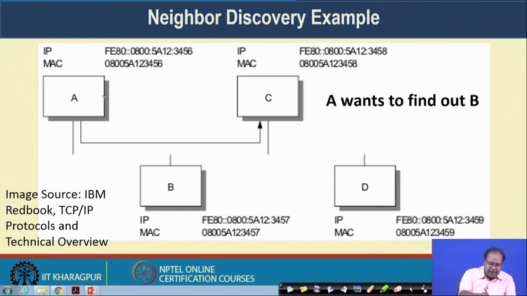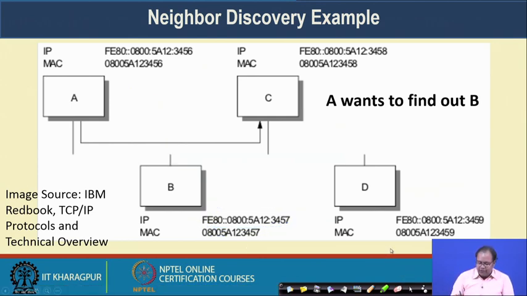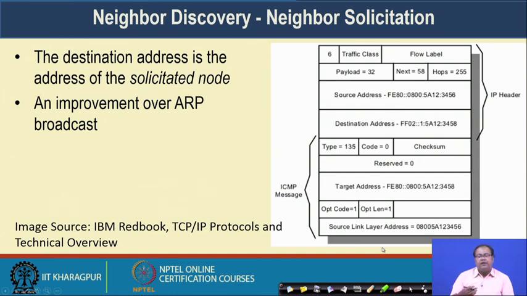Now, say A wants to send a packet to B. A knows the IP address of B, but A needs to find out the MAC address of B, so that it knows how to forward the packet to B. This is done with the help of the neighbor discovery protocol. The node which wants to send data, here node A in the preceding example, sends a neighbor solicitation packet. This is the structure of the neighbor solicitation packet: you have a source address field and a destination address field.